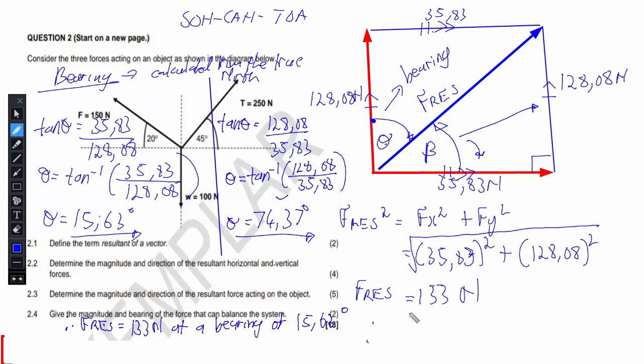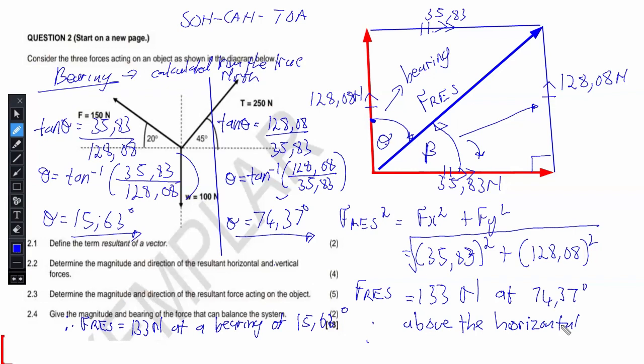Now, what's the conclusion for the one who used that? F res is equal to 133 Newton at an angle of 74.37 degrees above the horizontal. Or you can indicate from the positive x-axis. Others would say from the positive x-axis, or you can just say above the horizontal, right?